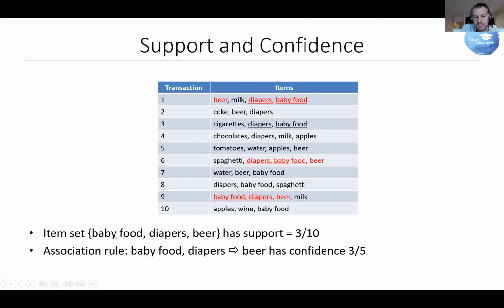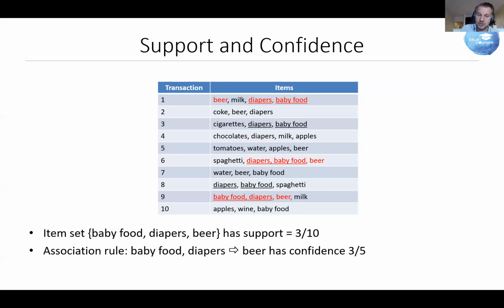So I can see that out of the 10 transactions, 3 transactions, which are the red transactions denoted in red, have baby food, diapers, and beer. So the support for that item set is 3 out of 10. And based upon that item set, I can then come up with an association rule.